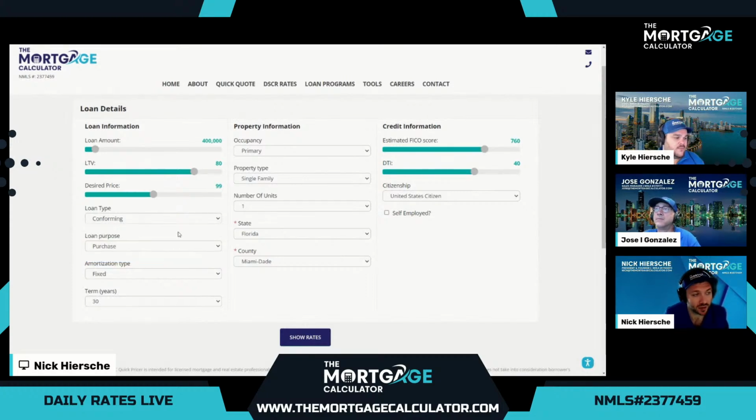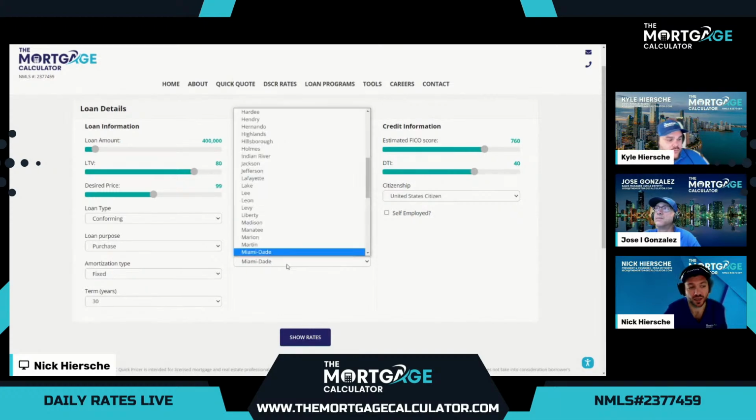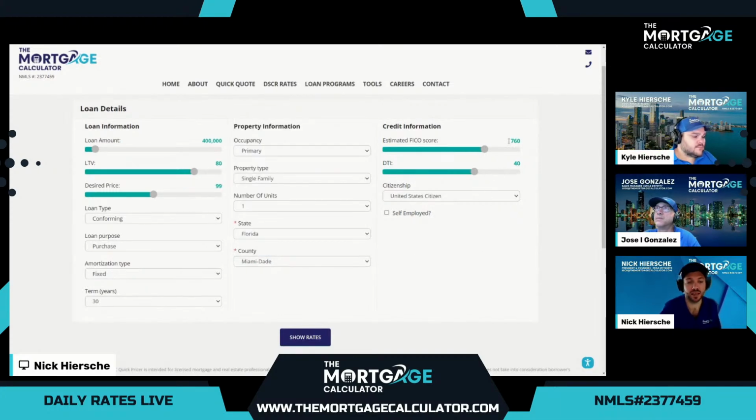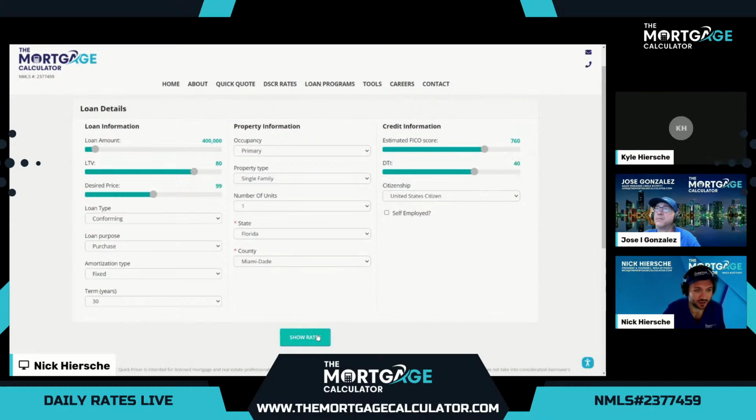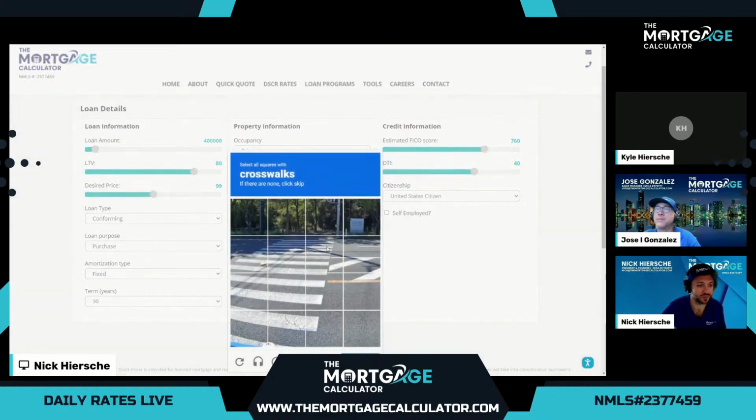But let's start today with conforming conventional. We're going to set it as a purchase, 30-year fixed loan, pretty standard loan. Primary home, single family, nice and easy, 1 unit. State of Florida, County Miami-Dade, that's where our office is based. And for all of our scenarios today, we'll use an estimated FICO score of 760 and an estimated debt to income ratio of 40. So let's see what the live rates are this morning.